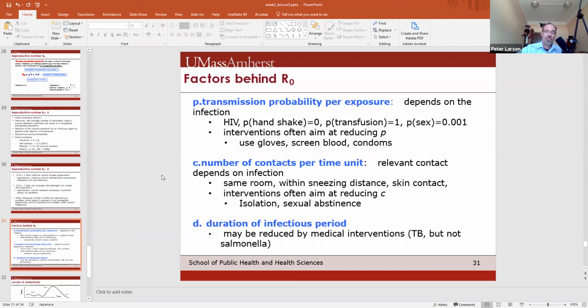And then the duration of infectious period, which impacts your length of being able to transmit to other people. So an infectious period for HIV is very, very long. Infectious period for something like norovirus is very, very short. And these may be reduced by medical interventions, like, for TB, for example, administering meds for TB can reduce infectiousness. In malaria, medications can cut off your infection period.